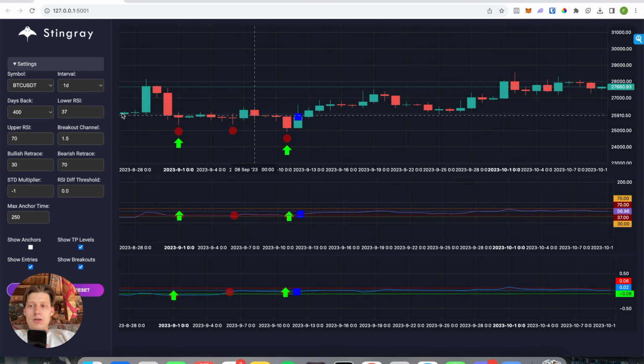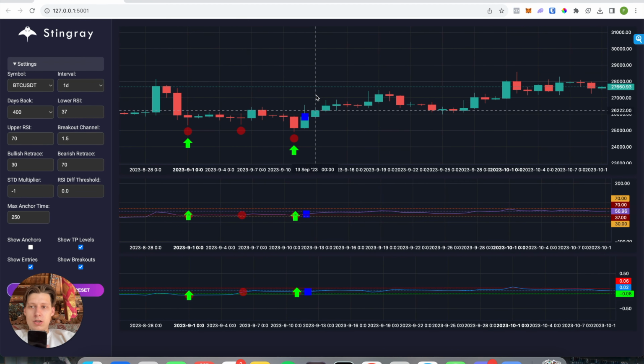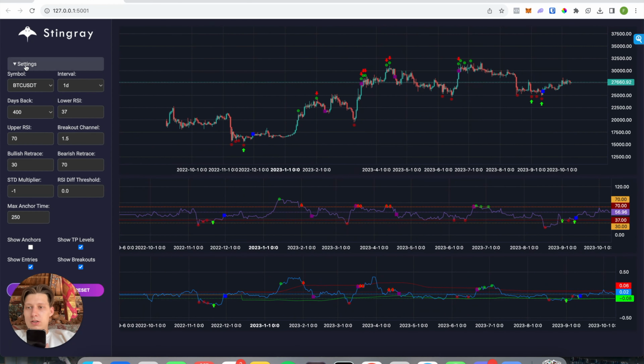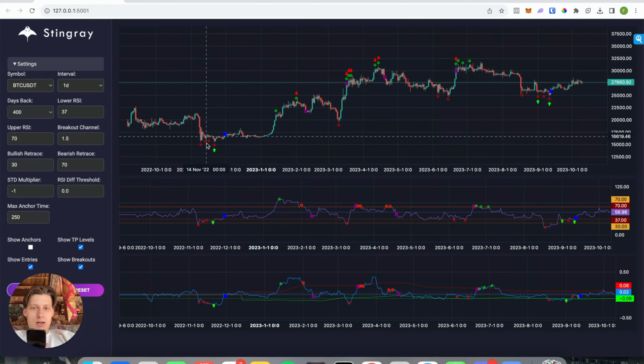So right, this is the Stingray Dashboard, and here we have a bunch of settings which we'll go into later on. But this is, for example, Bitcoin on a daily time frame, and as you can see, if you were just trading this blindly, you would do very, very well here, right? The arrows obviously are entries, and then the dots are take profit levels. The red ones are for the shorts, and the green ones are for the longs.